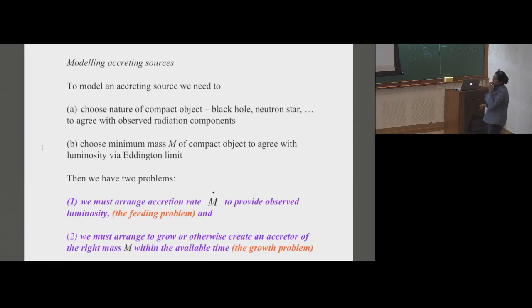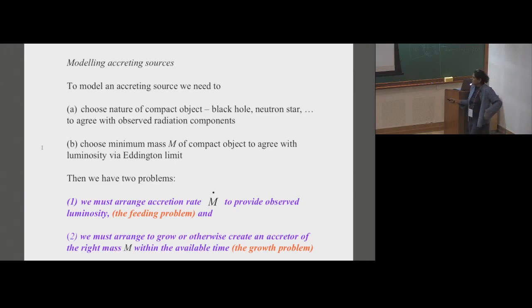Okay, so then to model an accreting source, we need to figure out the nature of the objects. You have to pick whether you want a black hole or a neutron star, and you have to model the observed components in the radiation, as we just saw, the various wavelengths that will be implicated. And then, because we are sticking to this baseline Eddington paradigm, we want to choose a minimum mass for the object that is in concordance with the Eddington limit.